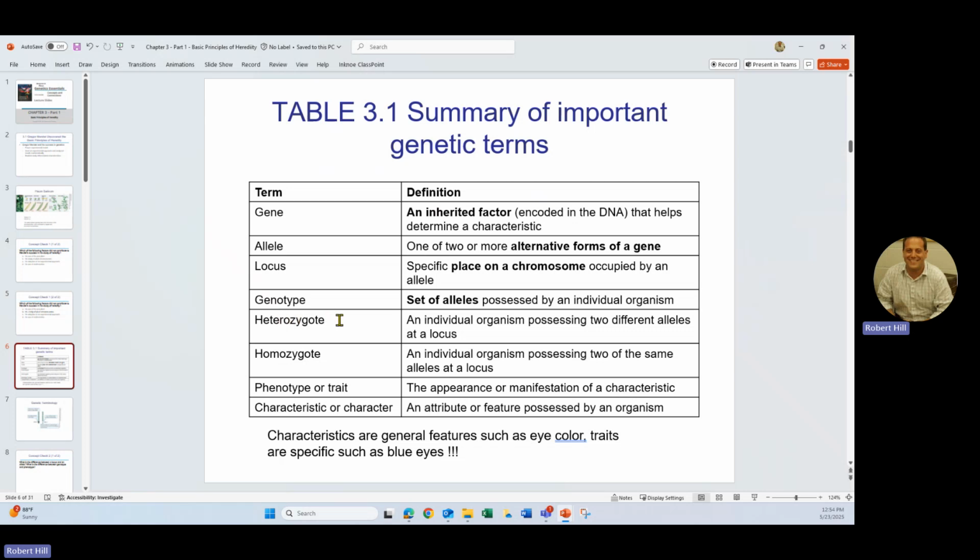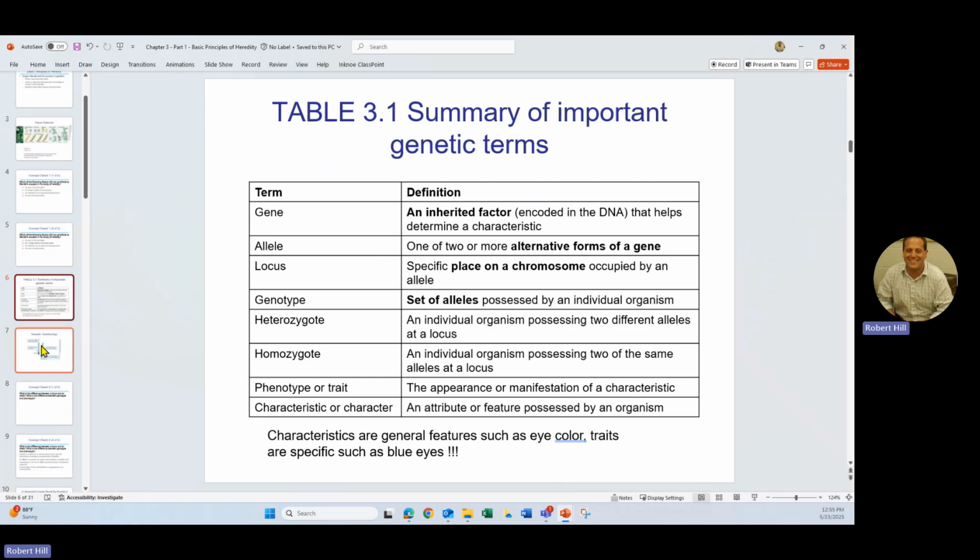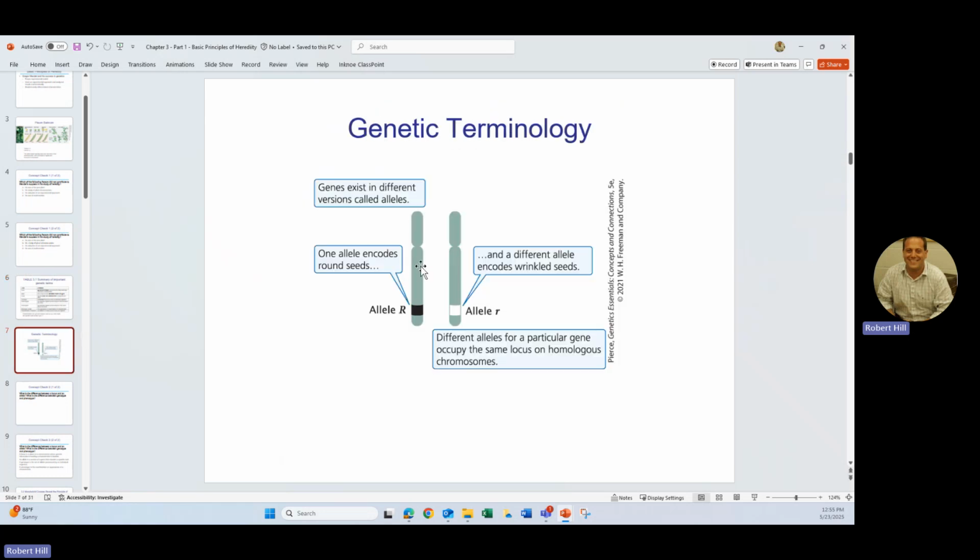Individuals that are heterozygous have two different alleles at a locus on a pair of homologous chromosomes. If they're homozygous, the same allele is present at a particular locus on both homologs. Okay? All right. Be sure you understand these. The more you work through this and read it, the clearer it's going to become. It'll become like second nature. You just have to put in the work to do that.